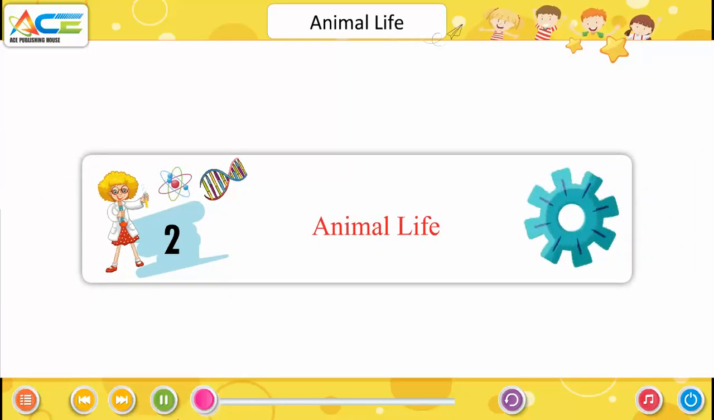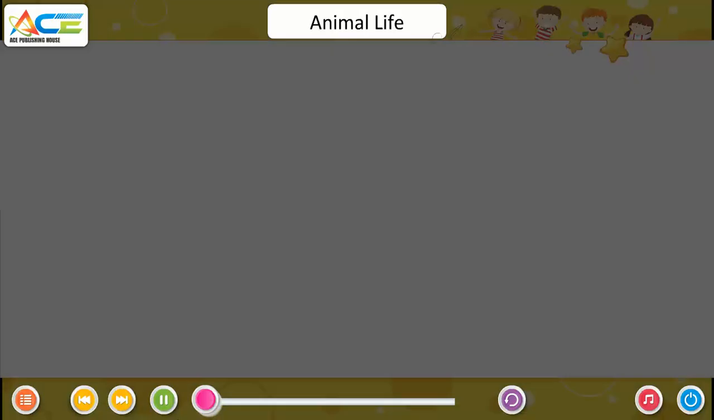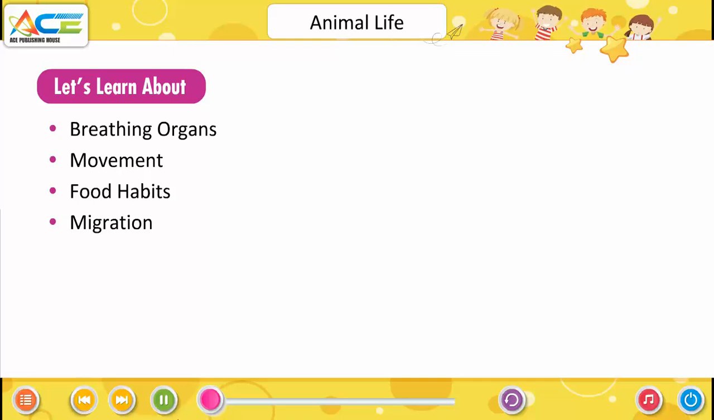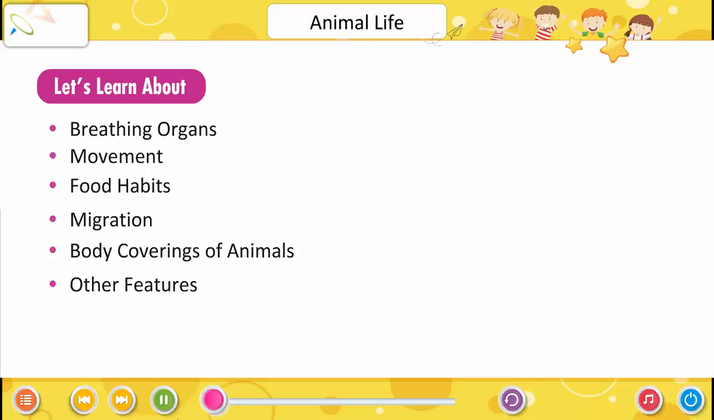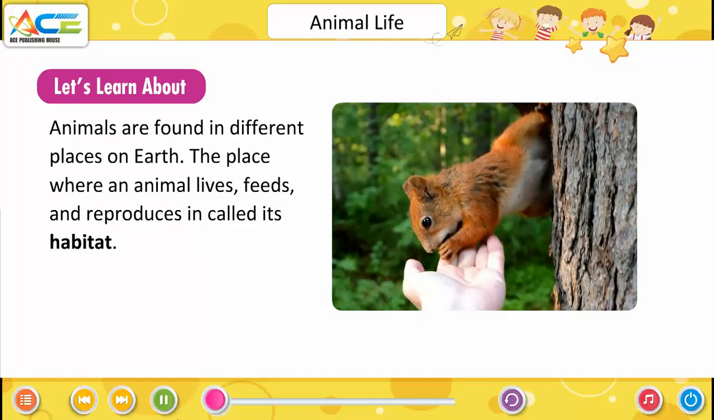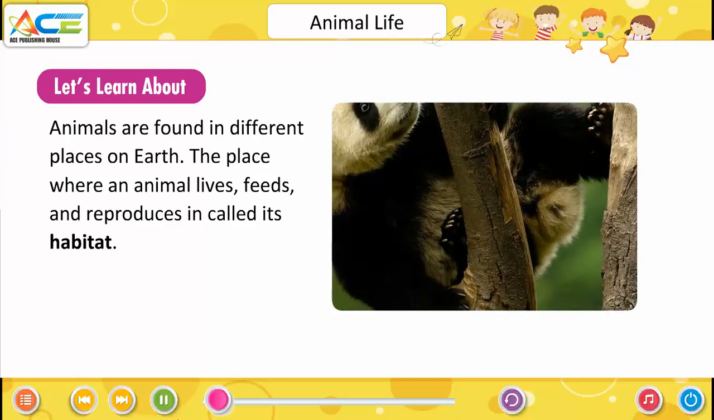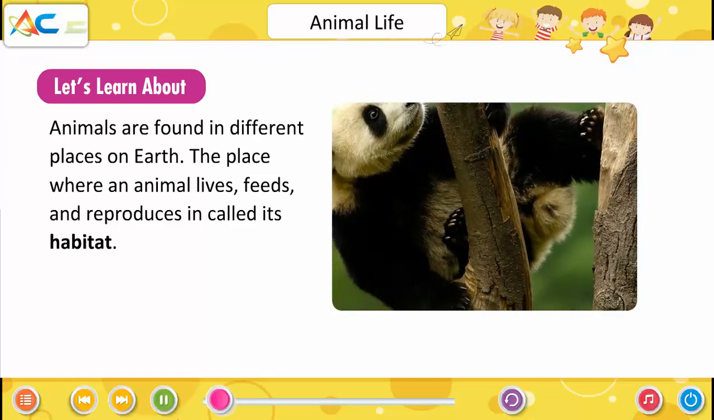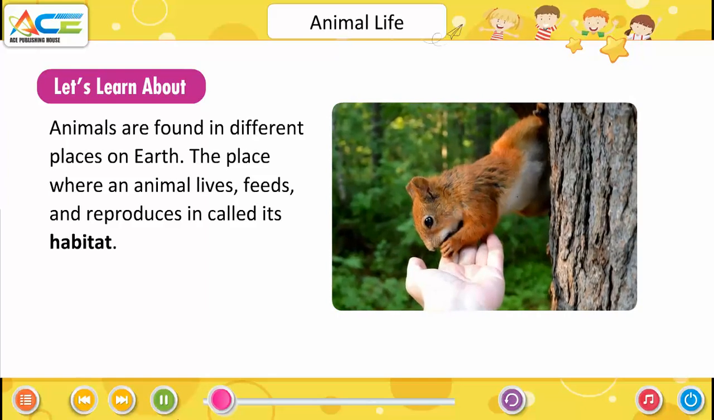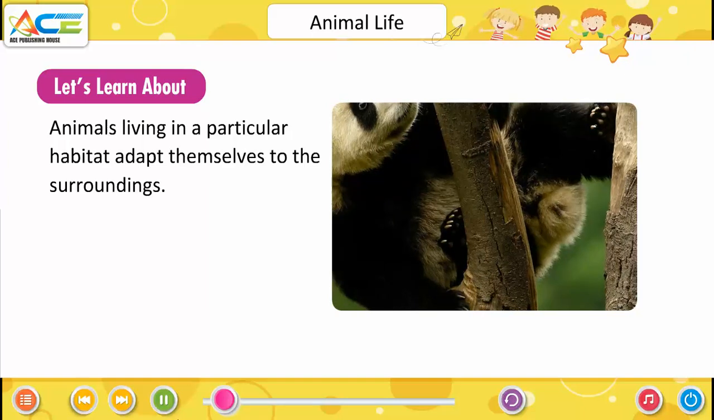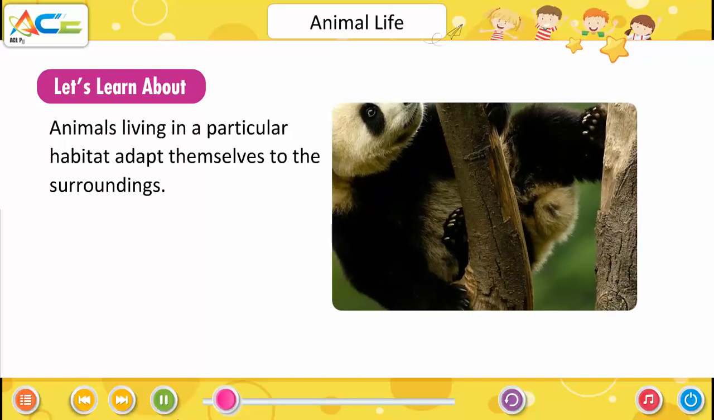Chapter 2, Animal Life. Let's learn about breathing organs, movement, food habits, migration, body coverings of animals, and other features. Animals are found in different places on earth. The place where an animal lives, feeds and reproduces is called its habitat. Animals living in a particular habitat adapt themselves to the surroundings.